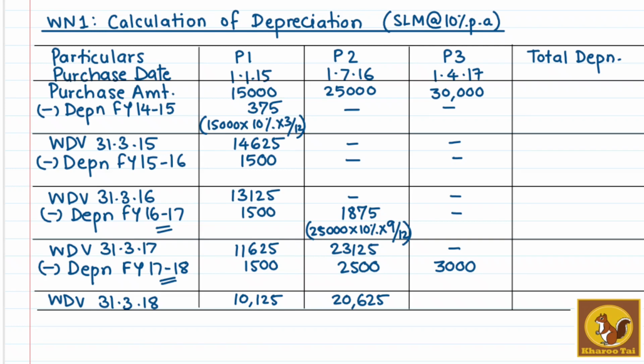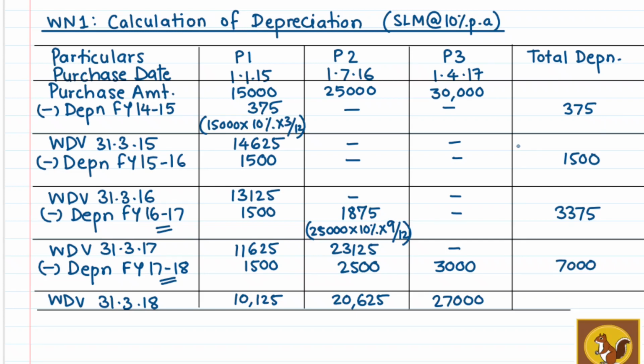Now plant 3. 30,000 minus 3,000 is 27,000 in the last year, fourth year. So we have all the amounts. Now we can do the totals. First year the depreciation amount is 375. Second year it is 1,500. Third year it is 1,500, 3,000, 3,375. And fourth year 1,000, 2,000, 3,000, 4,000, 7,000. Okay, so these are the depreciation amounts.